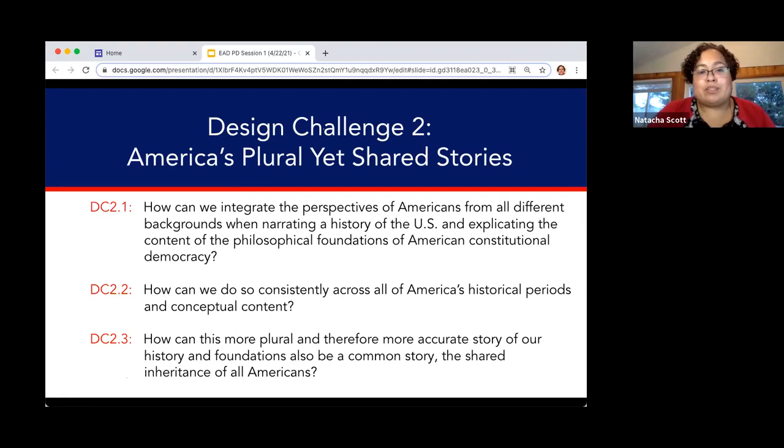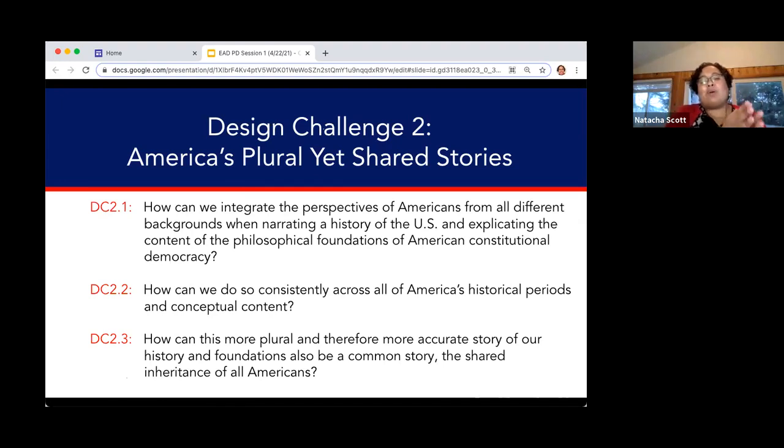clearly by the title, America's plural yet shared stories. Okay, thinking about how do we integrate the perspectives of Americans from all different backgrounds when narrating a history of the US and explicating the content of philosophical foundations of American Constitution and democracy. How do we do this consistently across all of America's historical periods and conceptual content? Sometimes we see that, and this I can't help but narrate, sometimes we see that happening during certain points only. We forget we have to do this constantly.